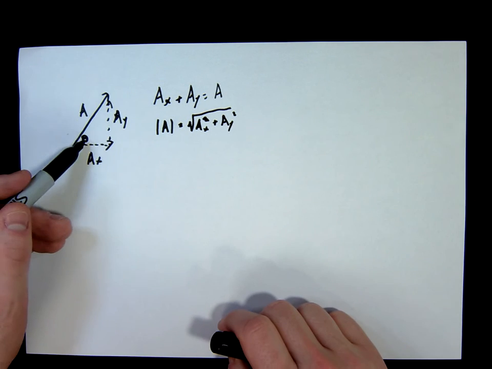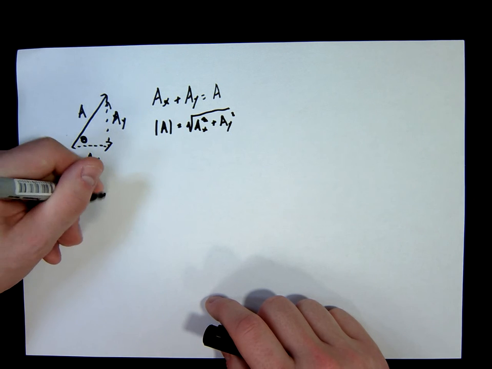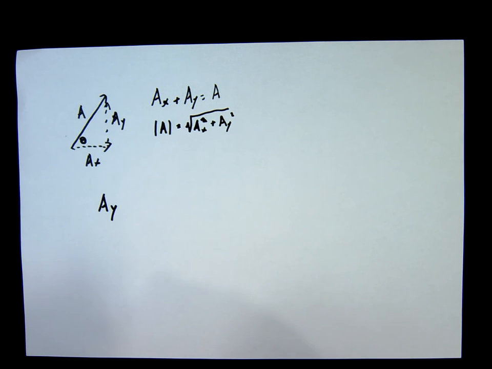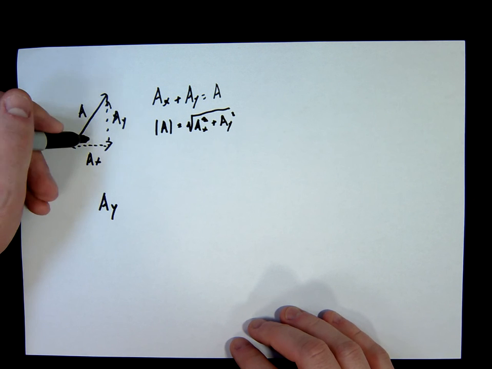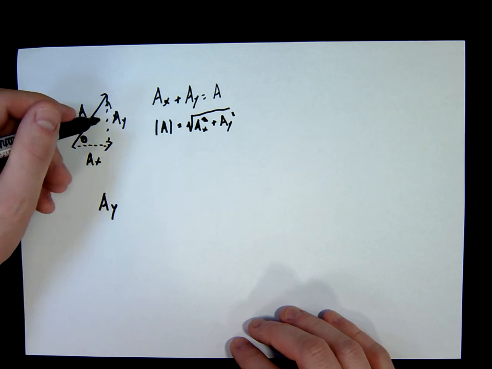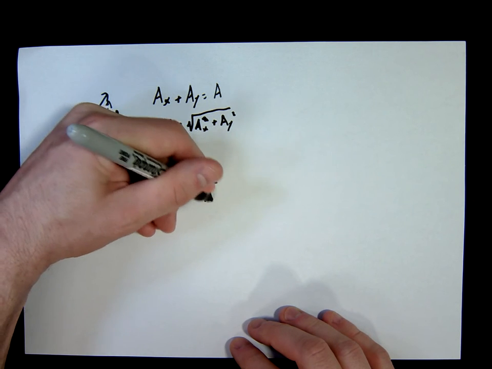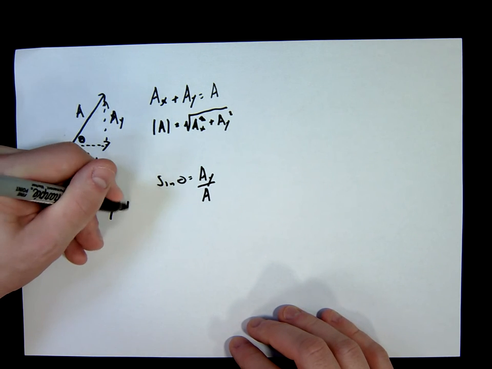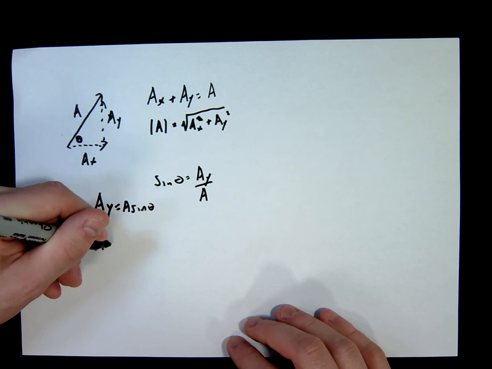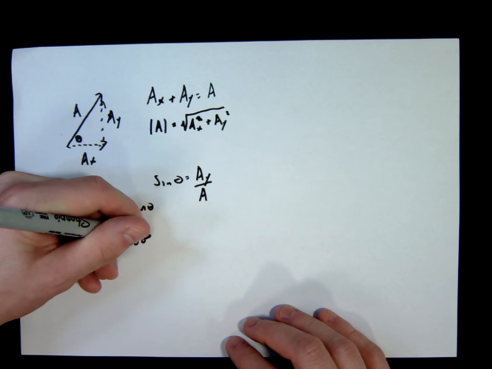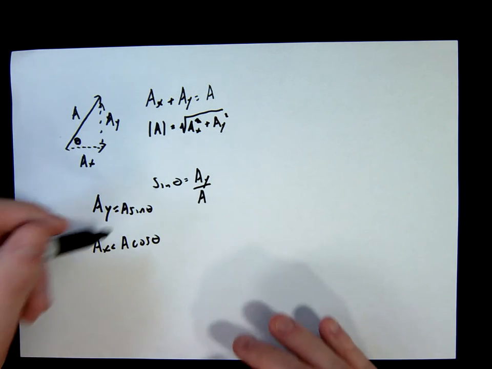But what does this angle have to do with it, and how do I calculate AY and AX? Well, I notice that the sine of theta is equal to AY over A. In other words, I'm just going to write that out here. The sine of theta is equal to AY over A, which means AY is equal to A sine of theta. And similarly, AX will be equal to A cosine of theta. These are very, very useful when solving into components.